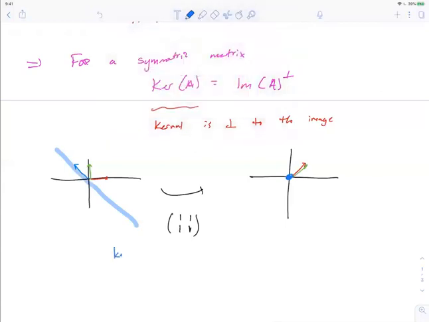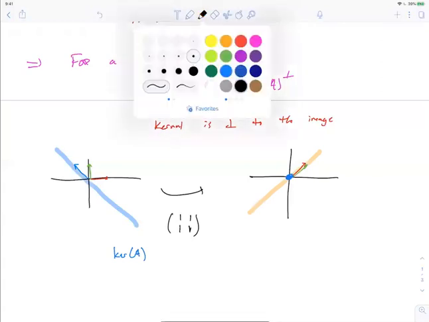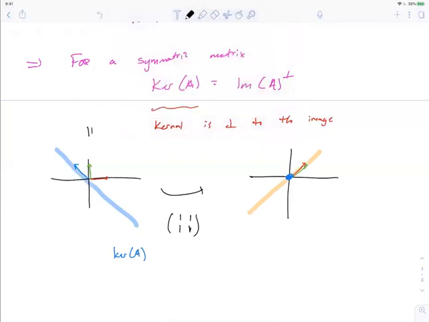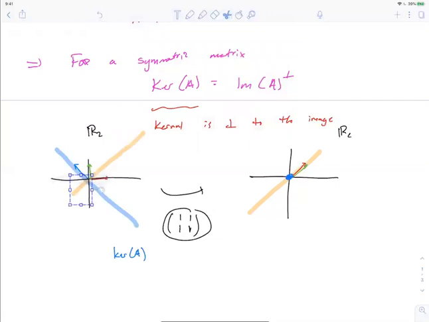This is the kernel of this matrix. And the image of this matrix is going to be right here on this line on the right. Both of these are in R2 because this goes from R2 to R2. And you'll notice, very specifically, because this is symmetric, if you overlay these, they're in fact perpendicular.